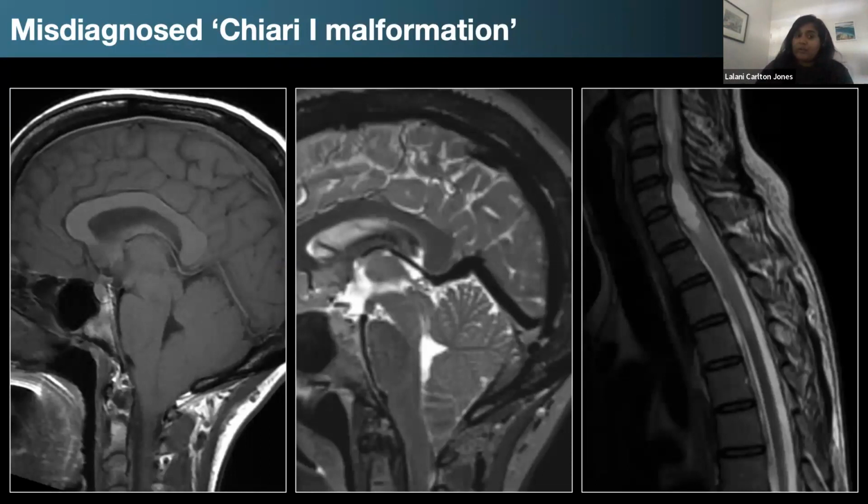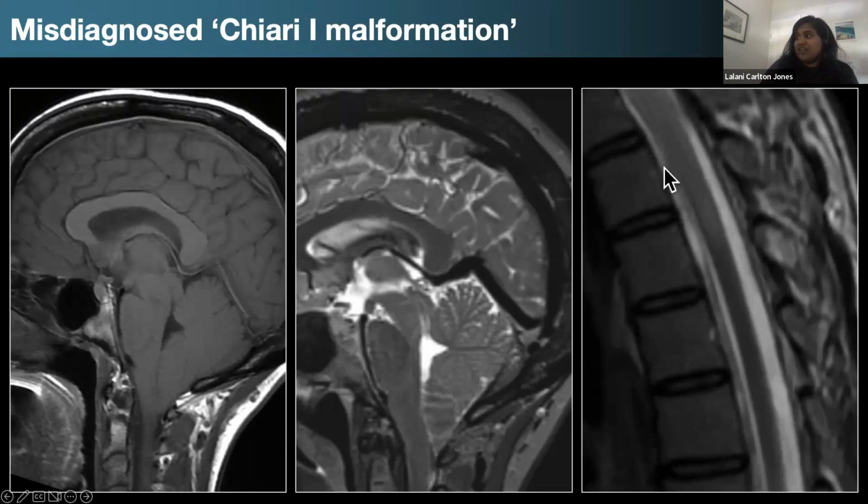And here's an example where it's not just tonsillar descent. Look at the midbrain. It is squashed against the pons. The pons is flattened. You can see that this is brainstem sag. It's not just tonsillar descent. But look at all the other findings. You can see she has venous distension, pituitary distension. And so she has this syrinx just because she's got disordered flow around the craniocervical junction. It's not a Chiari.